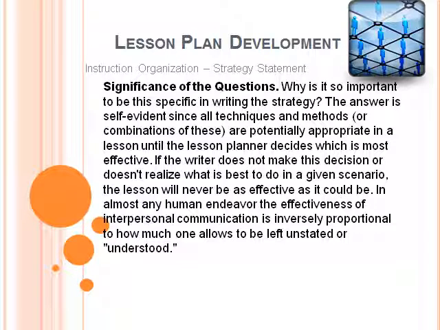In almost any human endeavor, the effectiveness of interpersonal communications is inversely proportional to how much one allows to be left unstated or understood.